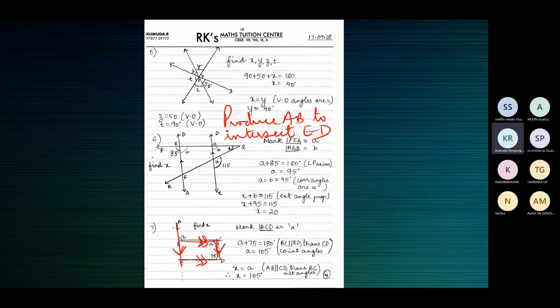See here, this is parallel to this, which means this is also parallel to this. This is parallel to this, and we are producing AB. So obviously it's a continuation, right? So this is parallel to this. Both pairs of opposite sides are parallel, so this quadrilateral is a parallelogram.